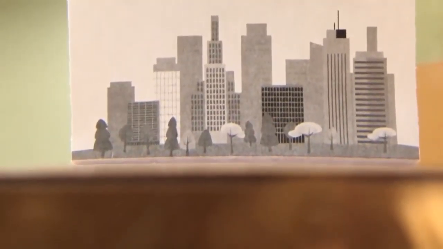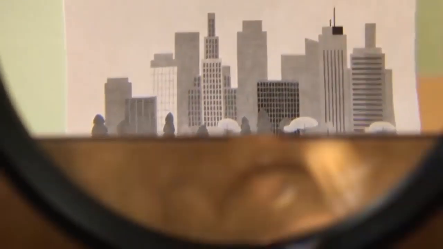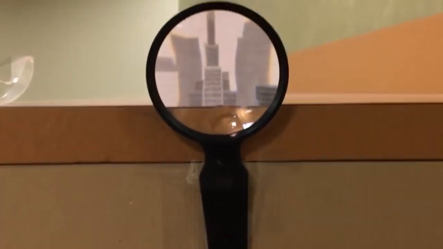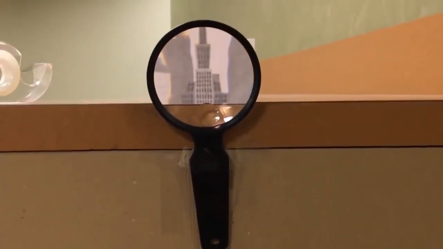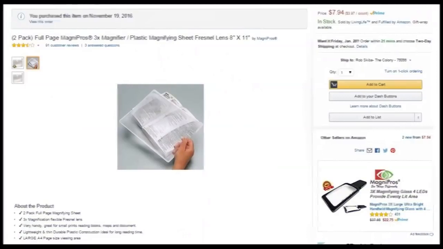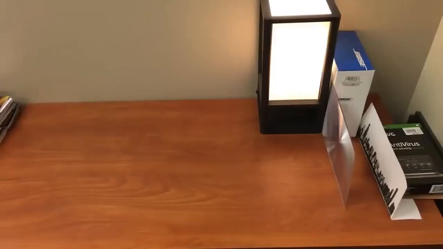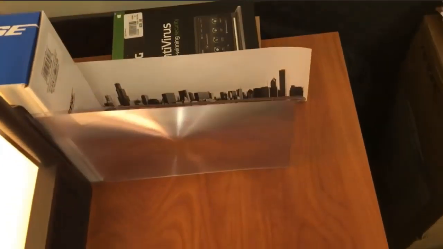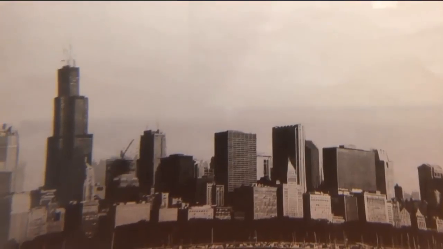Science is all about testable, observable, and repeatable data, right? So to alleviate the problem of distorting the edges because the magnifying glass ring is too small, I went on Amazon and got these plastic magnifying sheets and came up with another way of doing the same thing. I set up a little cutout of the city, and now I've got the big magnifying glass sheet. Bring the camera right up to the lens.